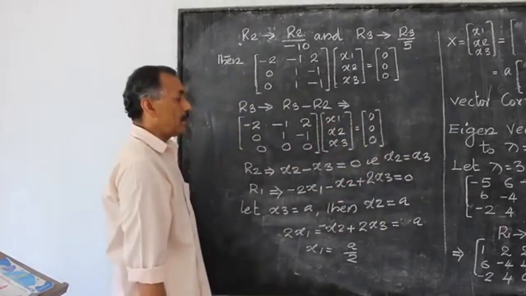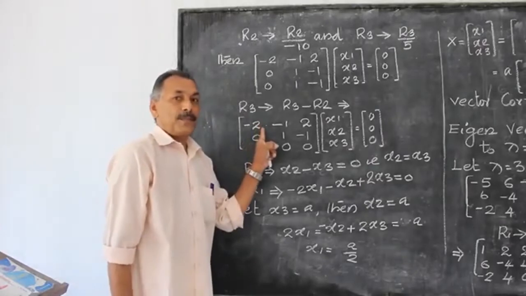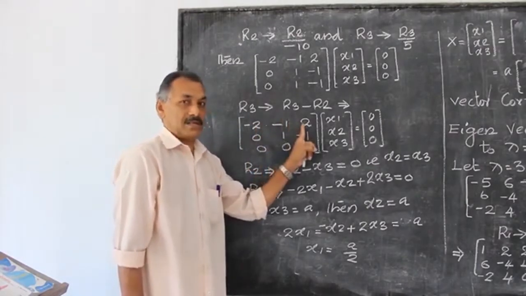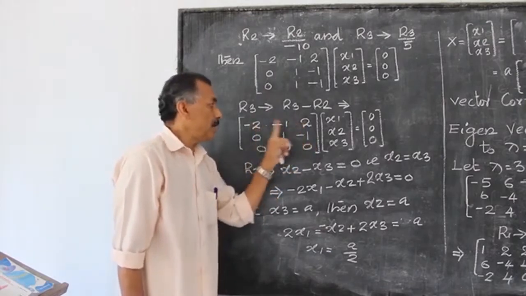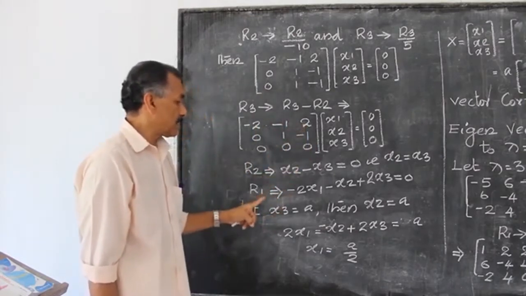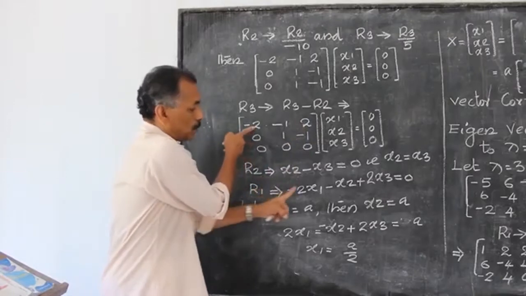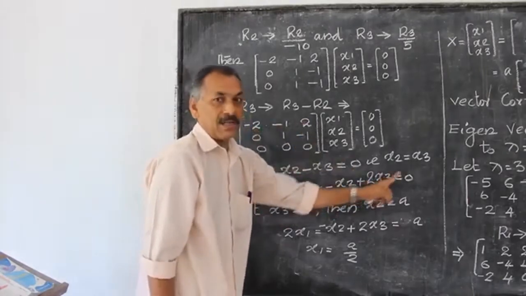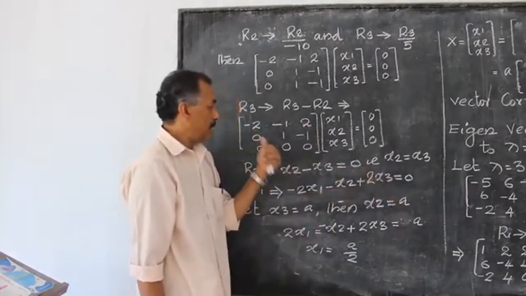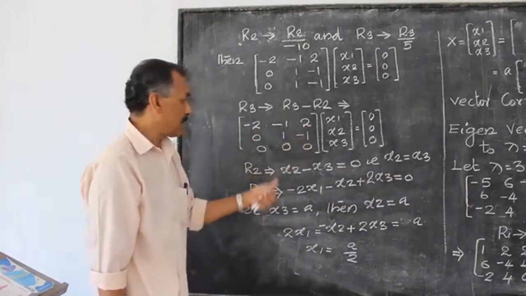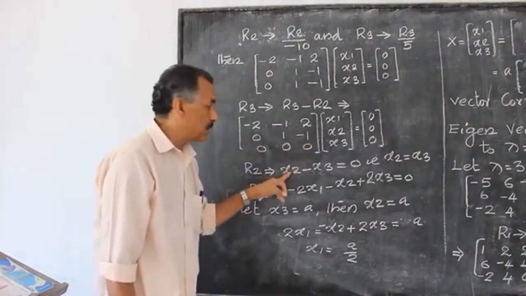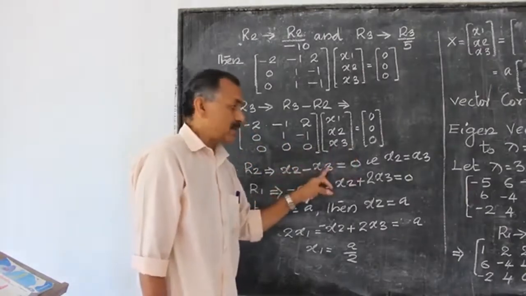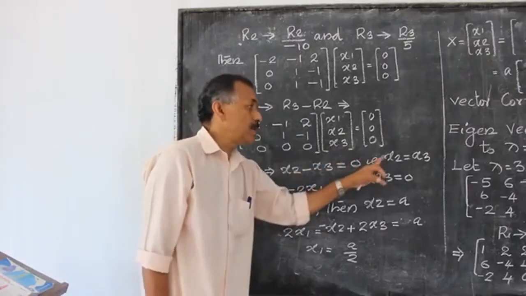This is the equation, with the coefficients of X1, X2 and X3. The first equation from R1 is minus 2x1 minus x2 plus 2x3 is equal to 0. R2 gives 0 x1 plus x2 minus x3 is equal to 0, that is x2 is equal to x3.